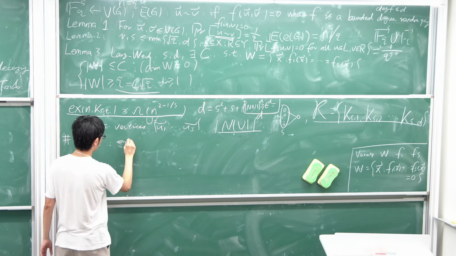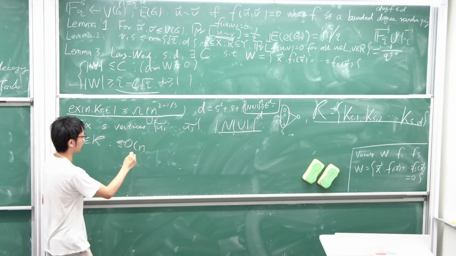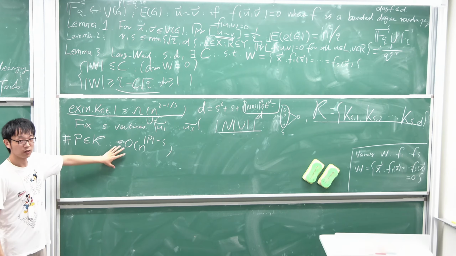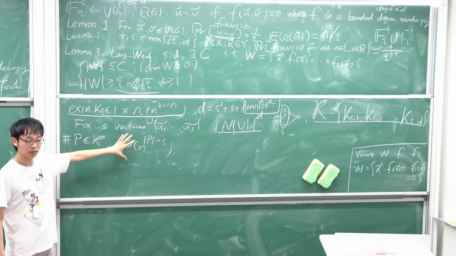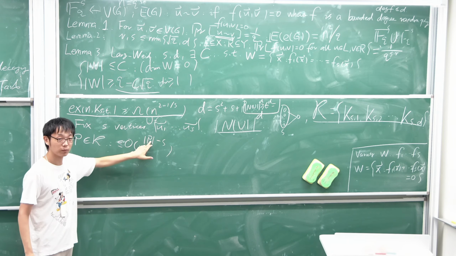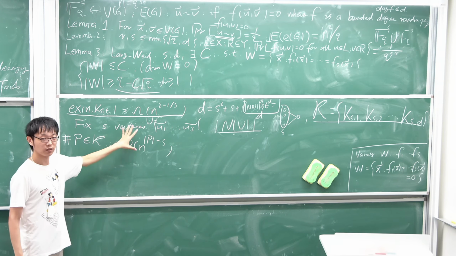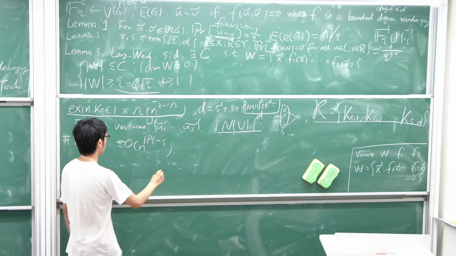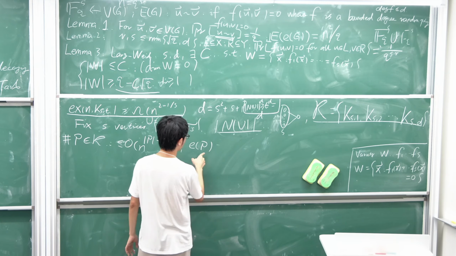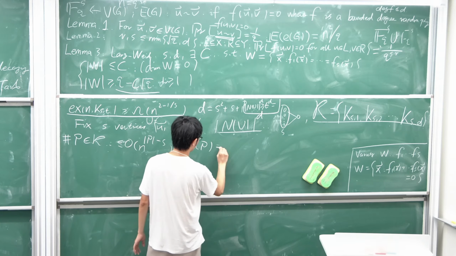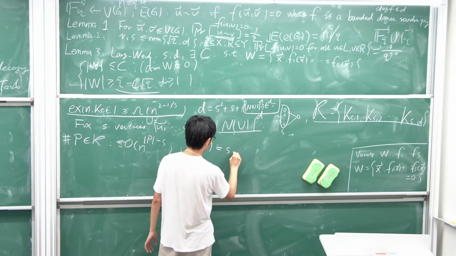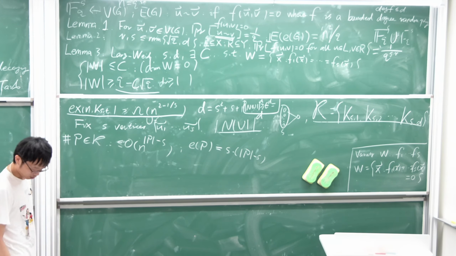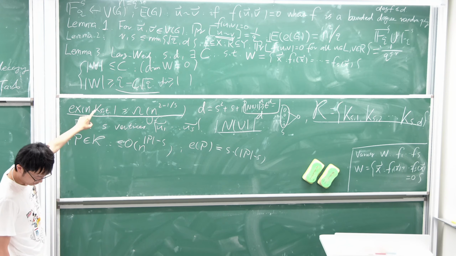For each member P in this collection, the number of possibilities can be upper bounded by n to the number of unfixed vertices, that is, n^(P minus S) at most, because the number of unfixed vertices is just P minus S. On the other hand, for each member in this collection, the number of edges is S times (P minus S). This is a complete bipartite graph, so we can use the second lemma.